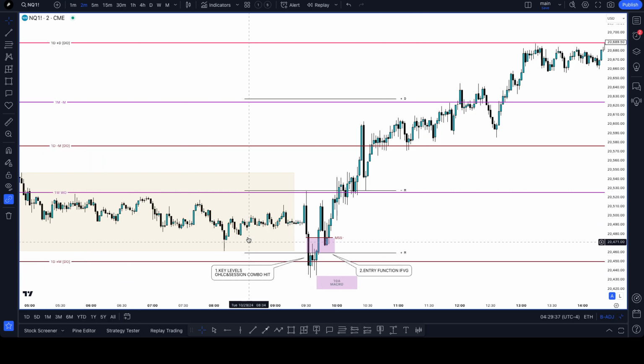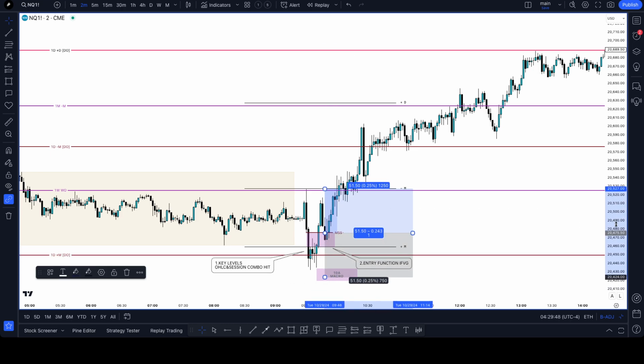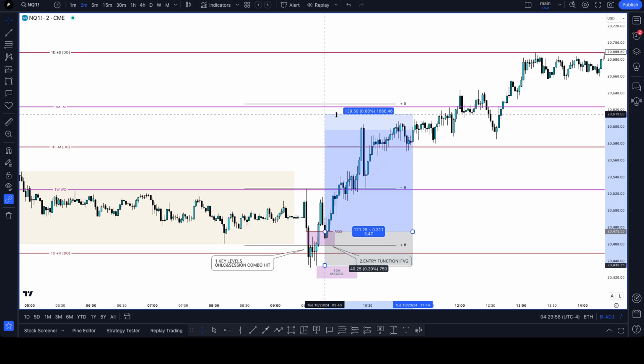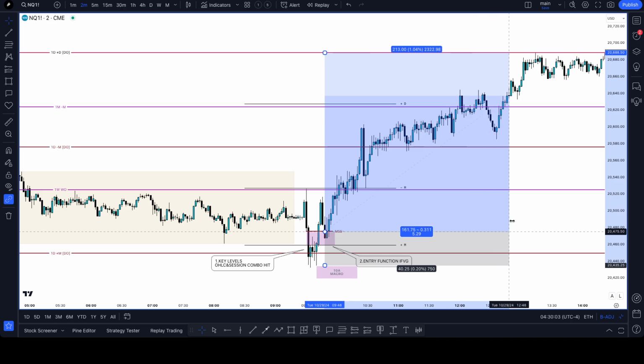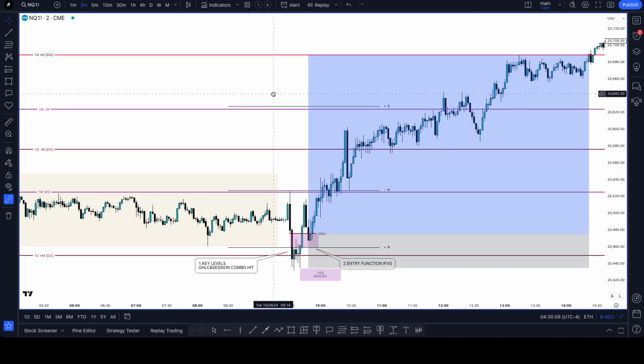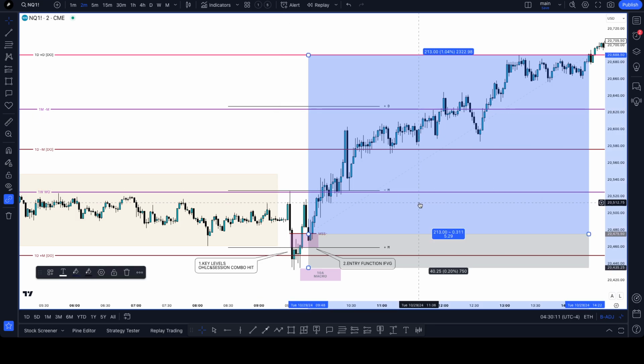So the moment price enters this inverse fair value gap during this macro time, I will enter. So I'll enter right here. Stop is going to be at the low. And then we're going to be targeting opposing session or OHLC stat map levels once again. And same deal. Boom. So this one is going to give you a bigger move.